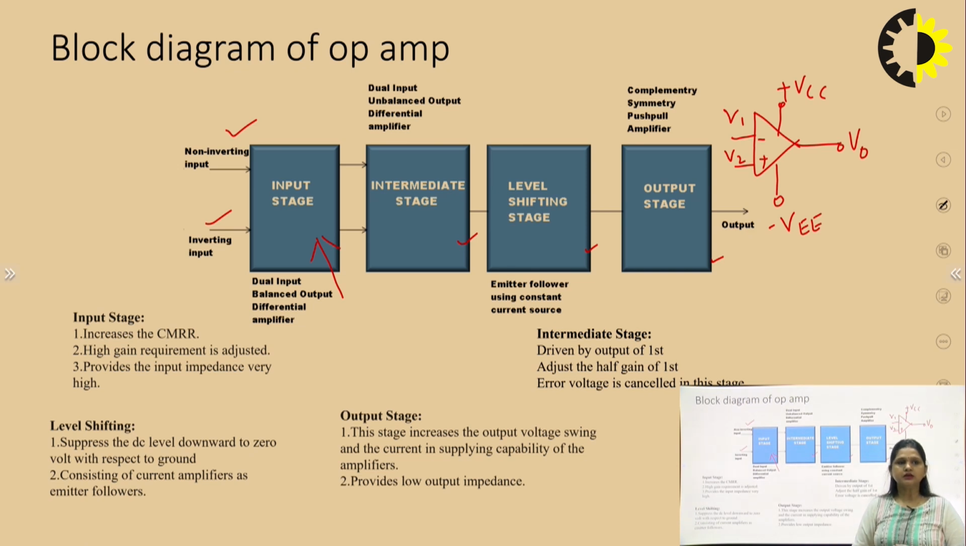Next is the intermediate stage, and in the intermediate stage there are obviously two inputs. So it is a dual input unbalanced output differential amplifier, meaning output is taken at a single node, just like this. Input is applied using two terminals, so that's why it is dual input, but output is taken from this single node, so that's why it is known as an unbalanced differential amplifier. It is still a differential amplifier, but the use of this intermediate stage is to provide the gain. So this stage is also known as the gain stage.